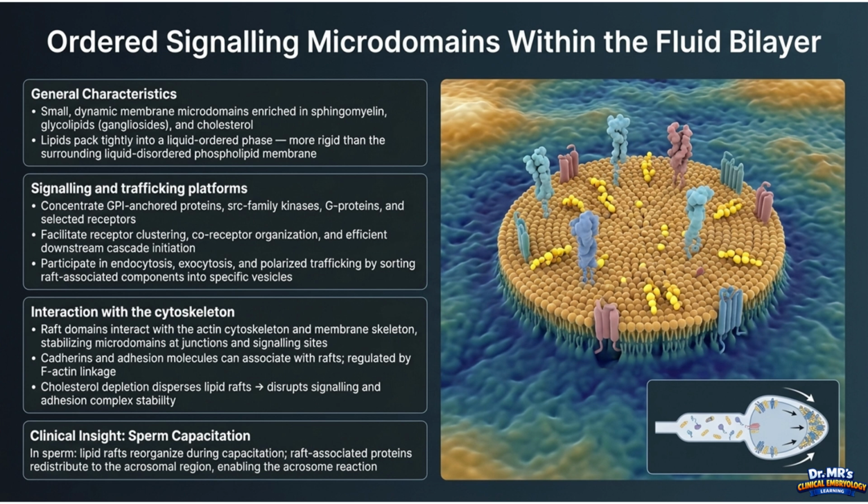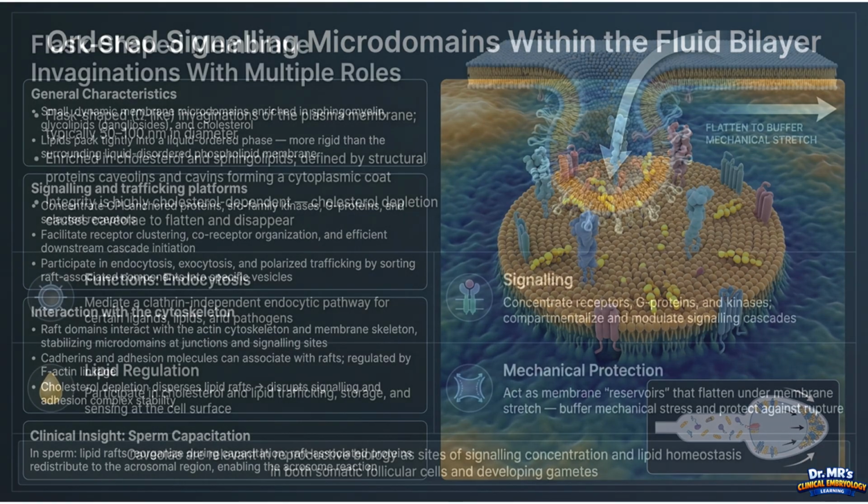As sperm transit the female reproductive tract and cholesterol is progressively removed from the sperm head membrane, raft-associated proteins redistribute toward the acrosomal region. This spatial reorganization of raft proteins is a prerequisite for the acrosome reaction. Without it, the sperm cannot release its lytic enzymes and cannot penetrate the zona pellucida. The connection between cholesterol efflux, lipid raft remodeling, and fertilization competence is not just biologically elegant. It is clinically important, as we will explore when we discuss male factor infertility and in vitro capacitation protocols.